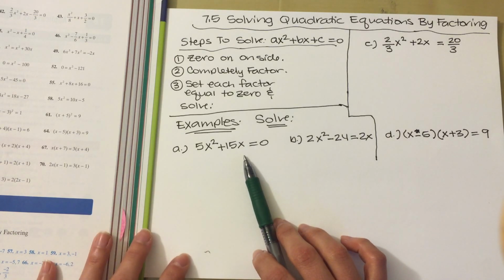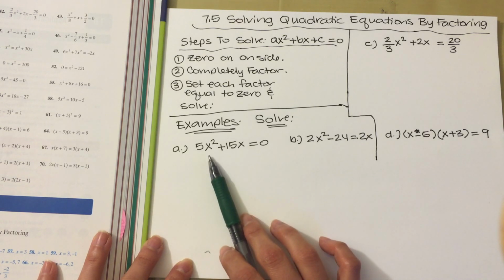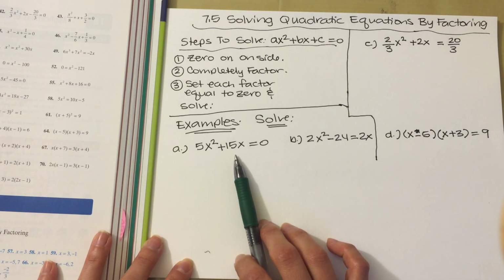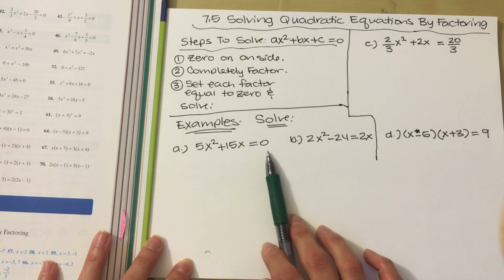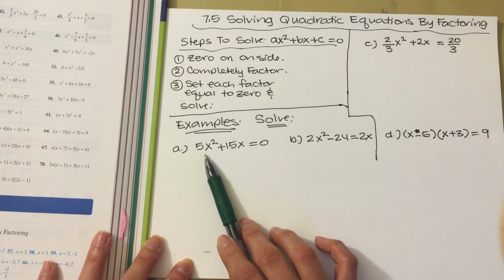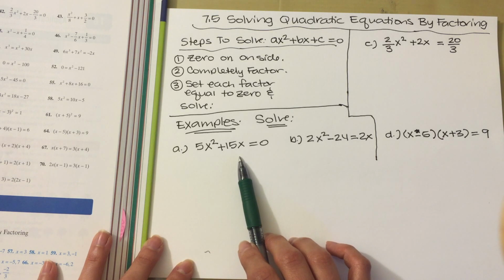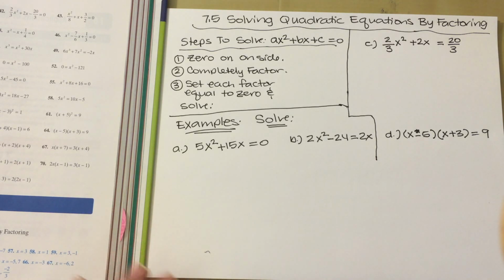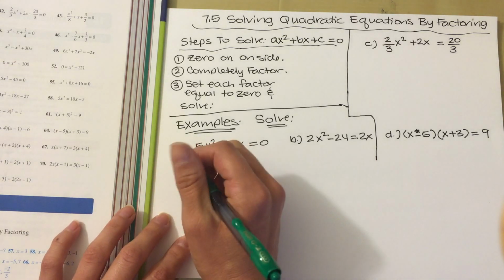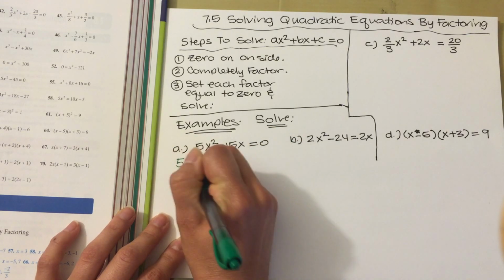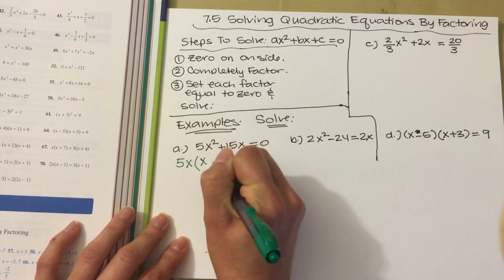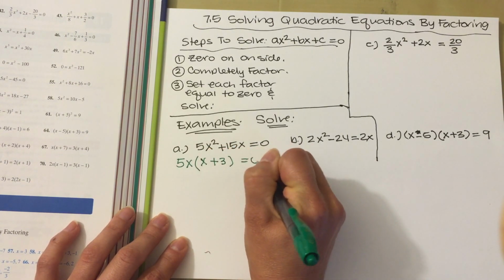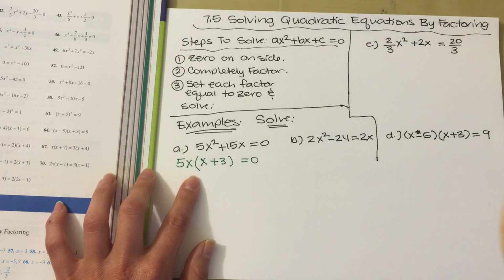So in this example, we have 5x squared plus 15x equal to 0. Step 1 is done. We have a 0. Step 2, we have to factor. We're going to factor these 2 terms. In order to factor, we notice that there is a GCF of 5x. Let's factor out the GCF. This is completely factored. We can't factor this anymore.